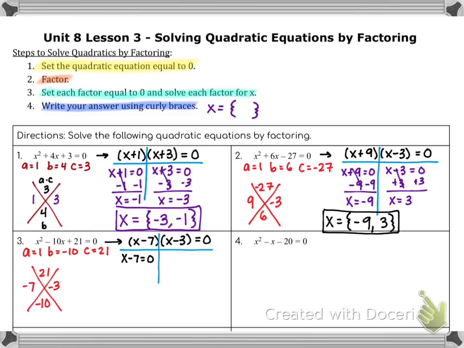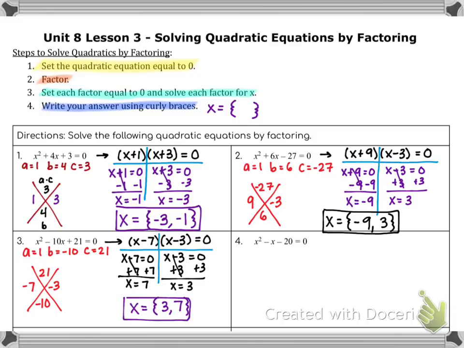And then you're going to divide it up. So x minus 7 equals 0, x minus 3 equals 0. So x equals 7 and x equals 3. So you're going to write it like this, 3, 7, least to greatest.